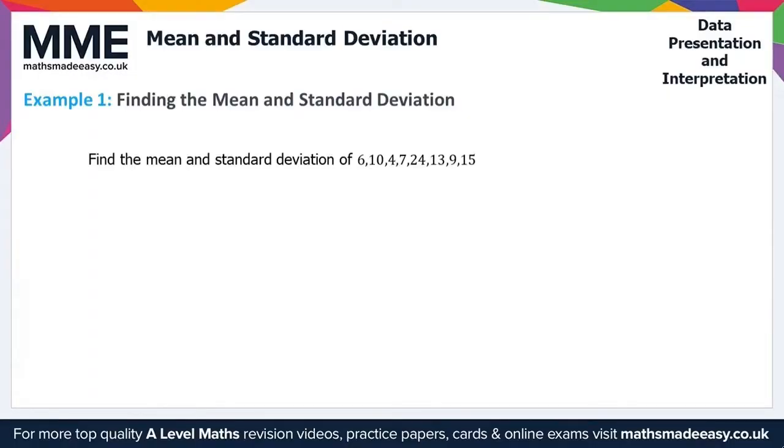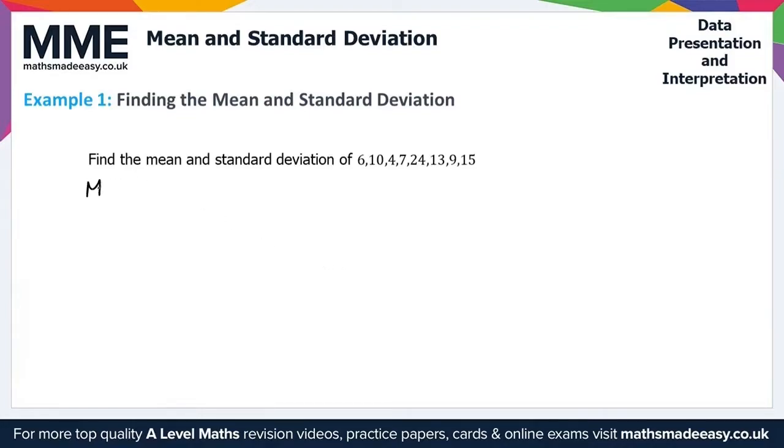Example 1 here on the mean and standard deviation is taking a look at just simply finding the mean and standard deviation. So we've been given a list of numbers here, so we can see the numbers presented on the screen now, and we're asked to find the mean and standard deviation of these numbers. So first let's start by calculating the mean here.